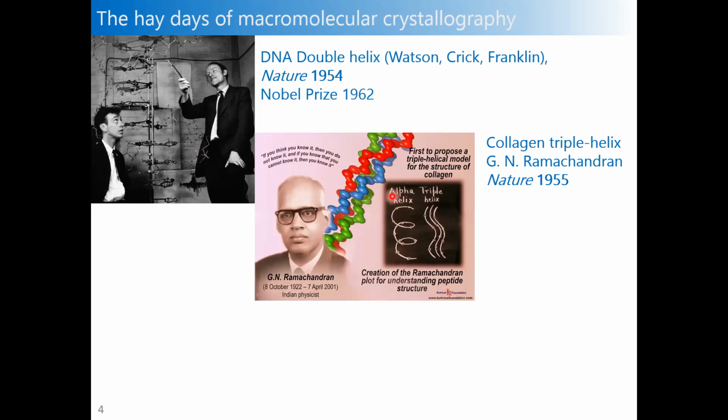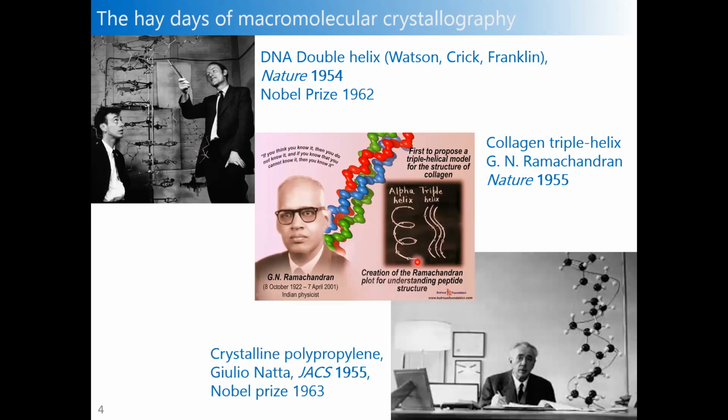At around the same time, back in Chennai, Professor G.N. Ramachandran was trying to figure out the structure of collagen, which ultimately turned out to be a triple helix as shown in this cartoon. Another Italian scientist, Giulio Natta, was looking at synthetic polymers. The first two examples were biopolymers, and the third is a synthetic polymer called polypropylene, which almost all of us use in our day-to-day life. In this elegant JACS paper, Natta found that polypropylene also adopts a helical structure, as shown on the right-hand side.